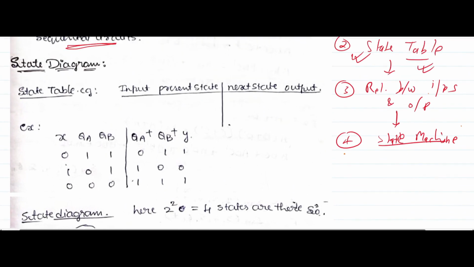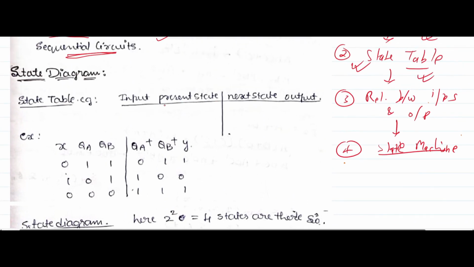Fine. So what is a state table? A state table is basically a table that gives input and present state on one side, and next state and output on the other side. This combination, input and present state, can be treated as inputs, and next state and output can be treated as outputs, but remember these are not the machine's input and output. Input and output are different.